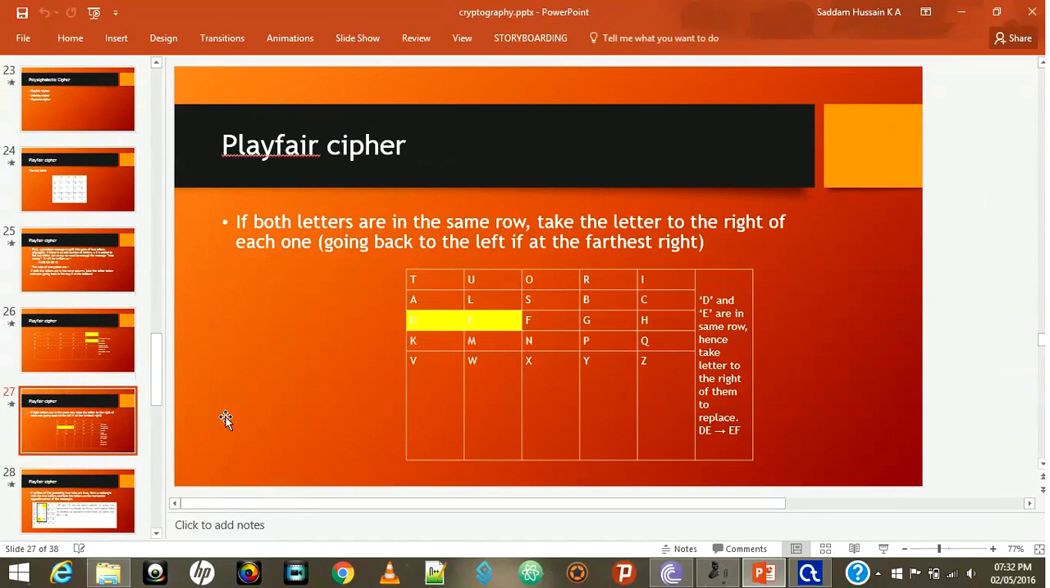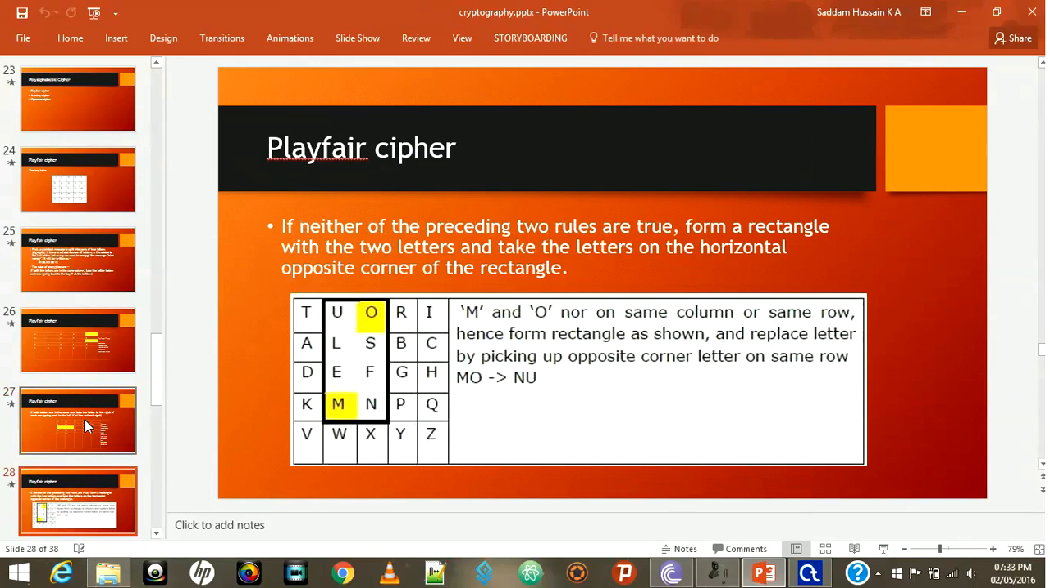The next rule is, if both letters are in the same row, take the letter to the right of each one. Next we have DE, and D and E are in the same row, so take the letter to the right of each of them. Suppose DE are in the same row, then D's next letter is E, and E's next letter is F. So DE will be encrypted as EF. Got it.